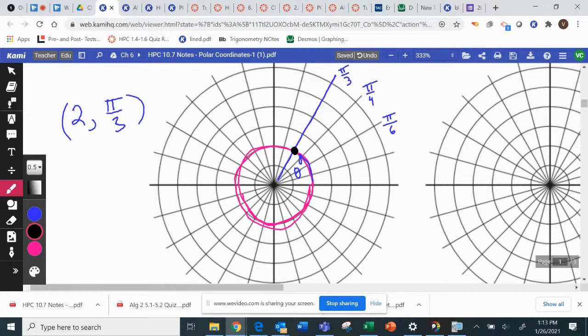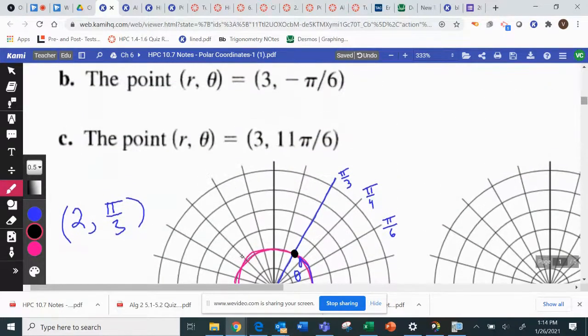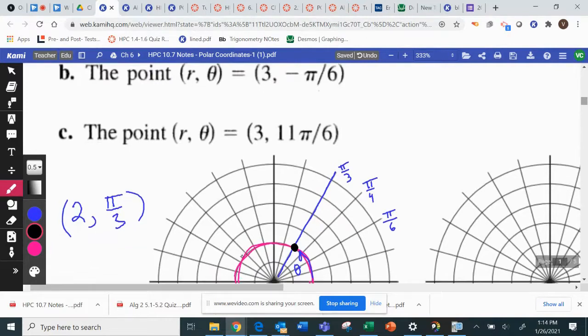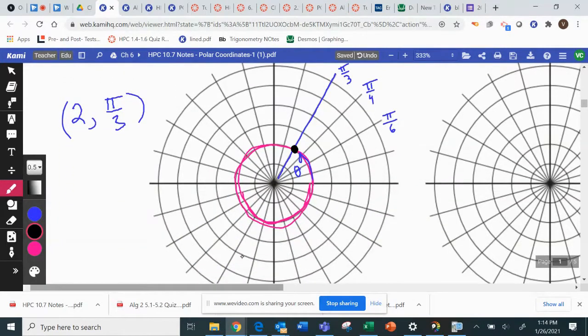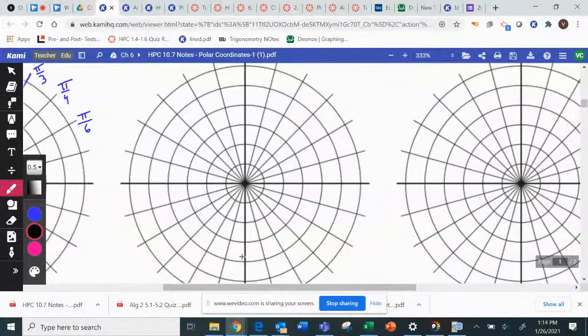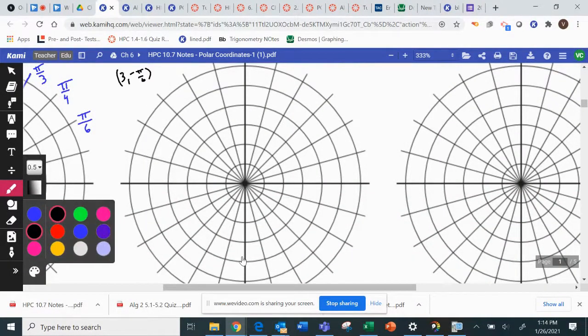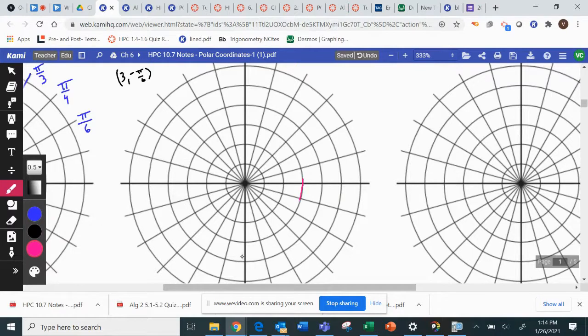So the R is telling us how far out, and the theta is telling us which angle. So question B is (3, -pi/6). I'm going to look and find the third unit out, which is the third circle from the origin, from the pole.